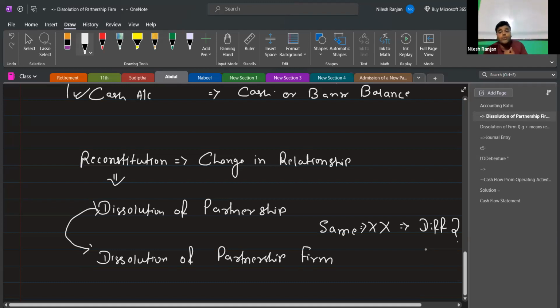The second, we have to prepare the partners' capital account, because we are closing our business, so we will pay or receive any surplus or deficit of the partners' capital account. If any partner's capital balance is in surplus, then the firm will pay him cash, and if any partner's capital balance is in deficit, then he will bring cash into the firm. So we don't have to maintain any balance in capital account also. After that, we have to prepare the cash account.